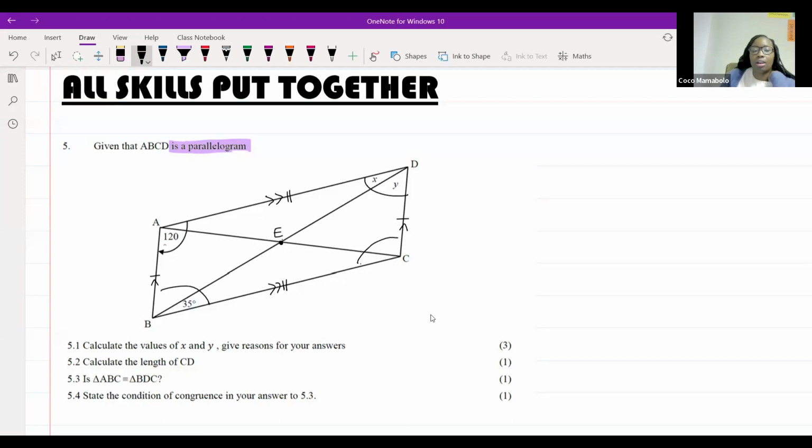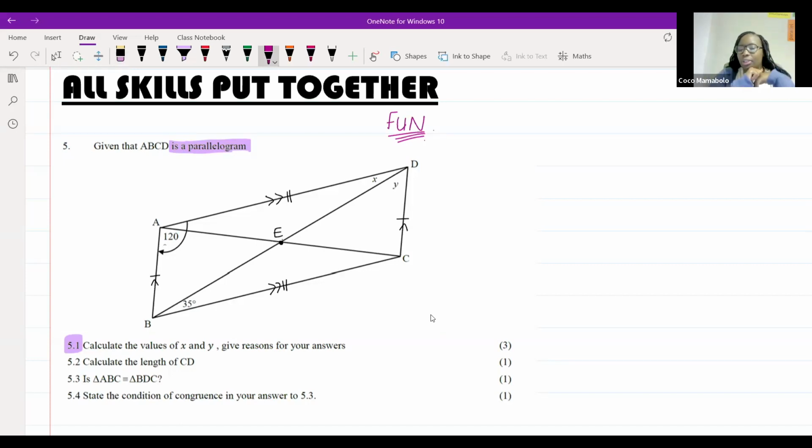Right. Now, question 5.1. Calculate the values of x and y. Give reasons for your answer. So we can see that x and y are both angles. So what are we going to use to find the size of our angles? We're going to use our parallel lines, right? We have to use our parallel lines. So we're definitely looking for fun angles. Okay, give me a thumbs up.